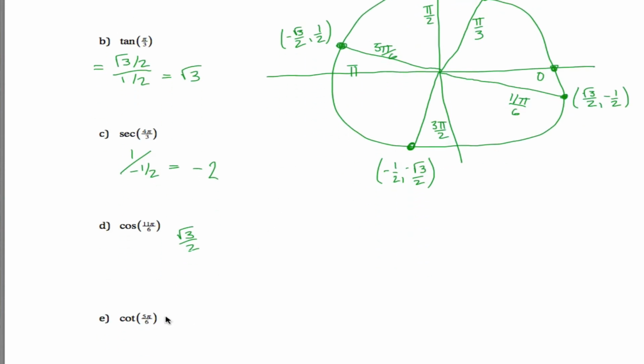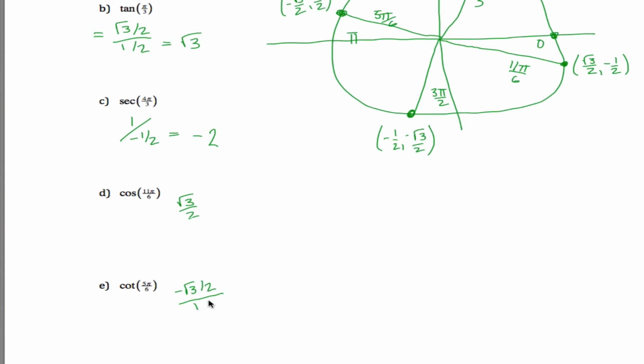So if you ask me for the cotangent, I have to know that the cotangent is cosine over sine, or at this point in the class, it's x over y. And so the x is the negative of the square root of 3 over 2. Maybe I'll write that a little differently. And divided by the y, which is 1/2. If you change this from a division problem to a multiplication problem by multiplying by the reciprocal, you get negative square root of 3.